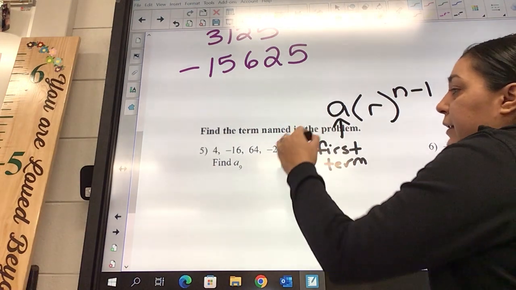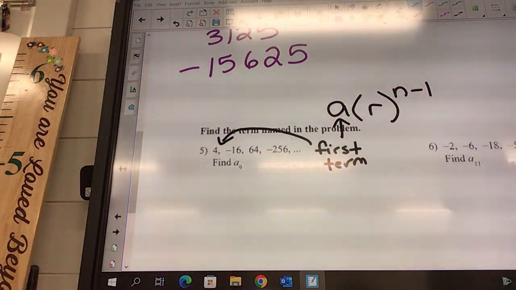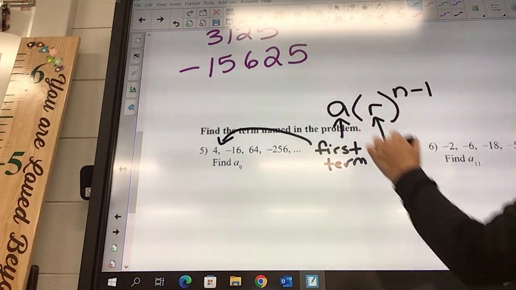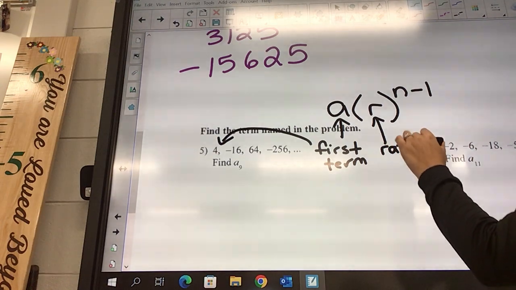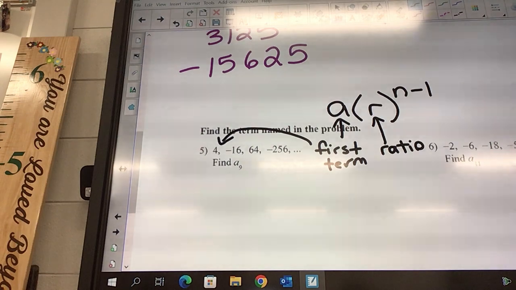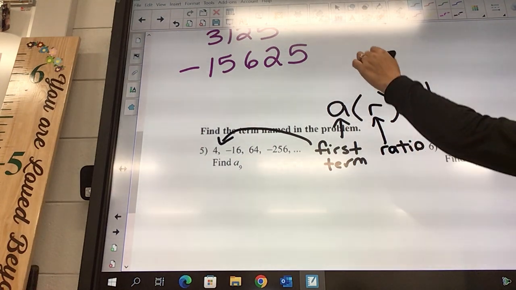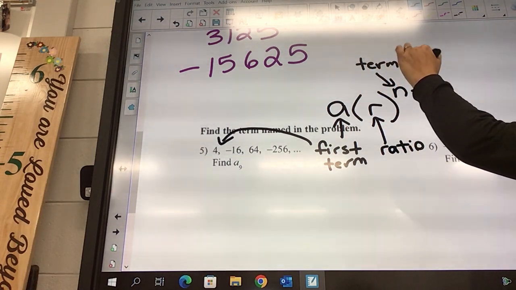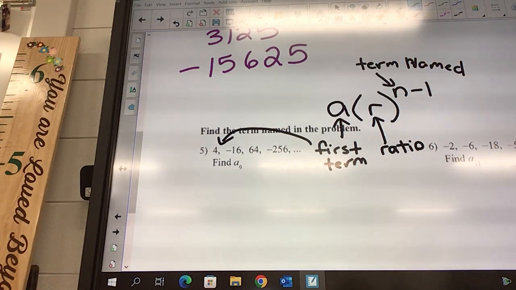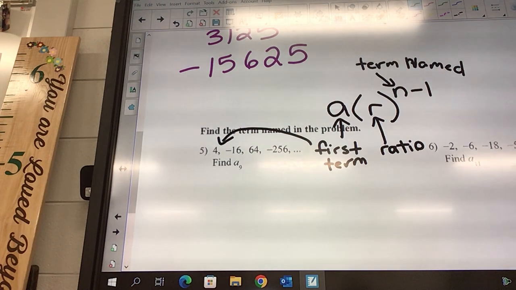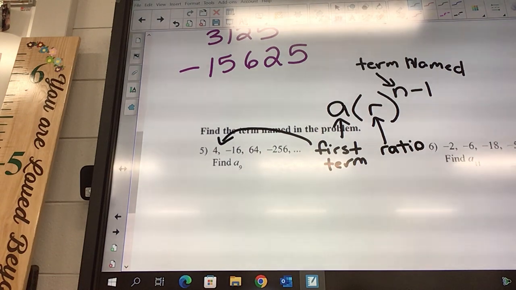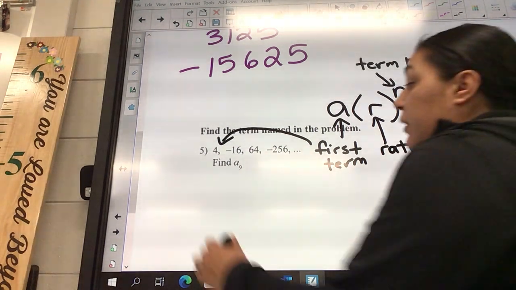Okay, so in this case, it is this one. That's our first term that they gave us. The R, what does the R stand for? I mean, that's a math word for sure, but ratio. Okay, and then the N is the term named. That's the term name that we're looking for. Okay, so our A is going to be 4.